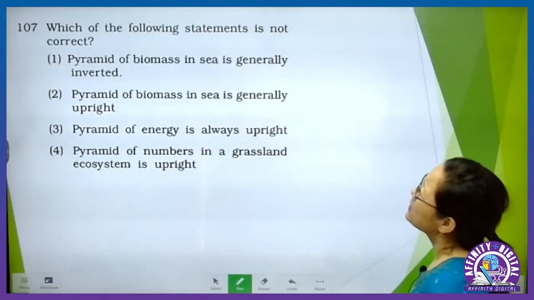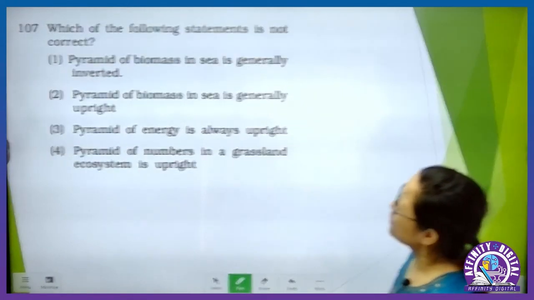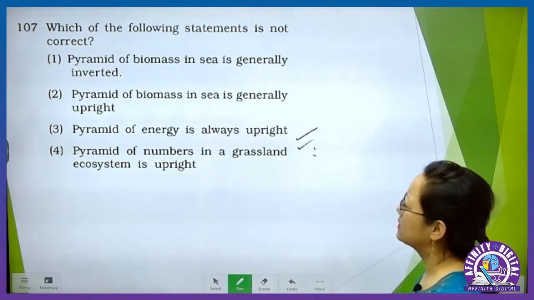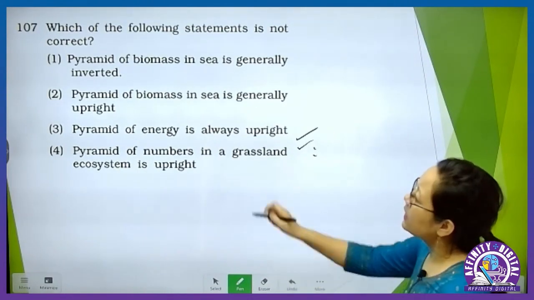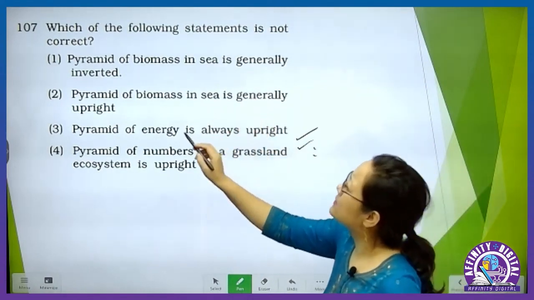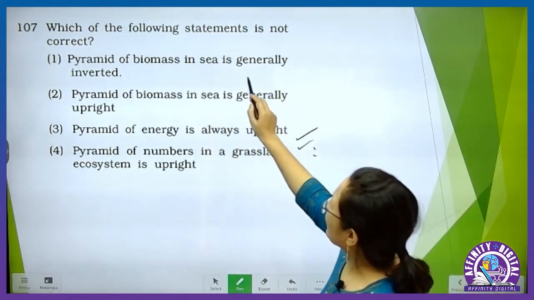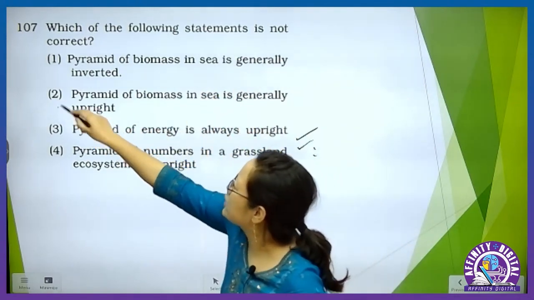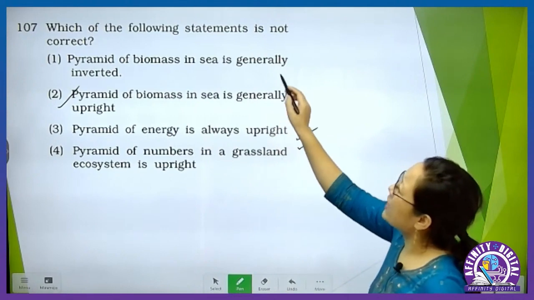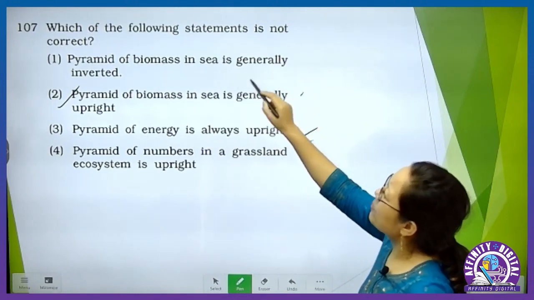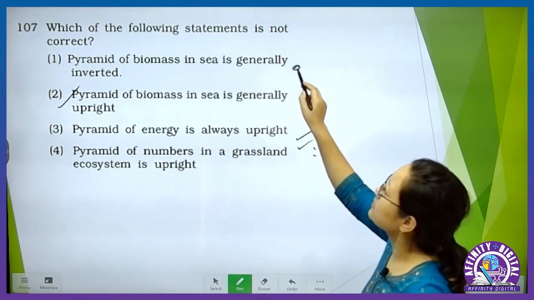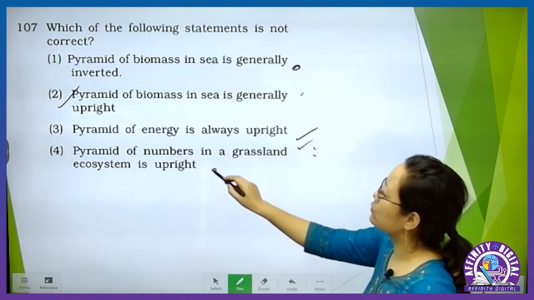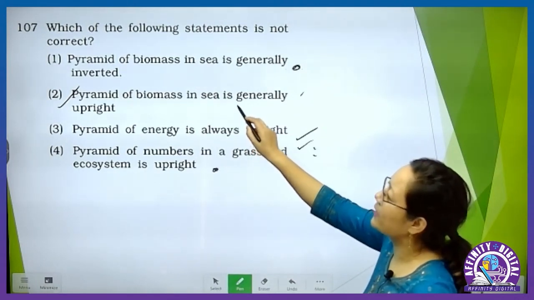Option 1 is not correct. This is with respect to pyramid of biomass. Energy is always upright. This option is gone. Now in this you see pyramid of biomass. The answer to this will be the incorrect option, generally upright. This will be the answer. Why? Because generally pyramid of biomass in the sea is inverted. This is the correct option. And pyramid of numbers in the grassland is also upright. Answer should be this. This is incorrect.